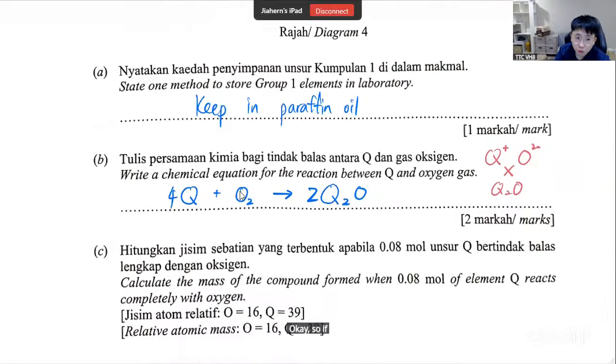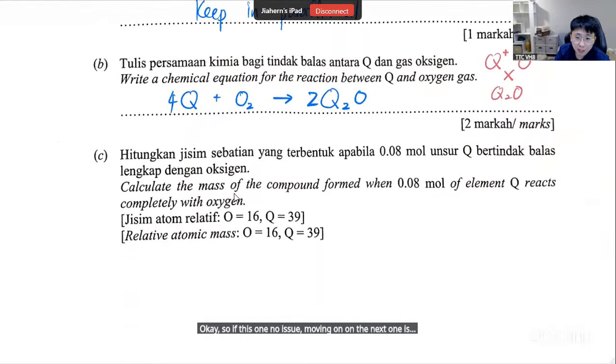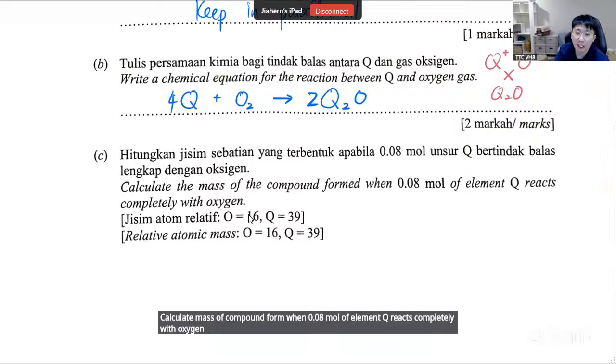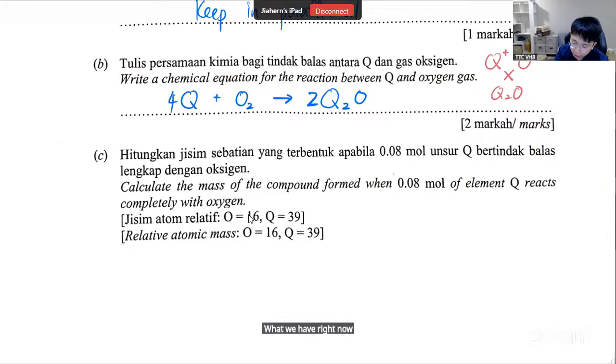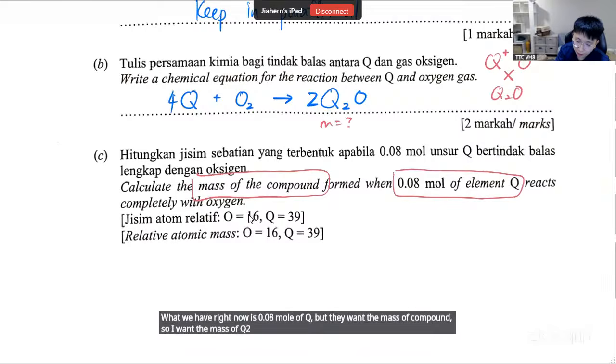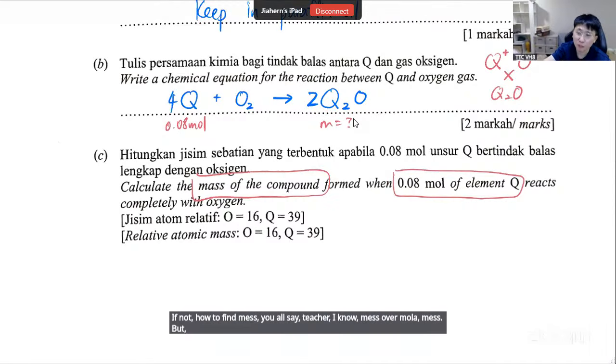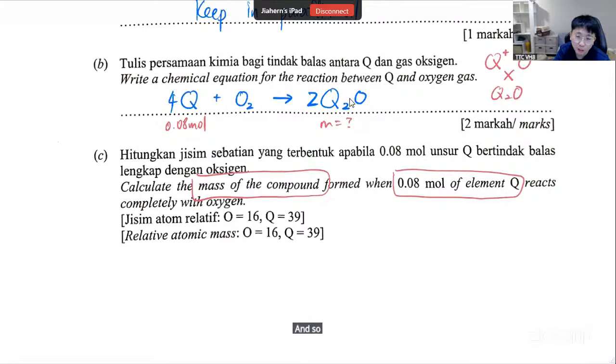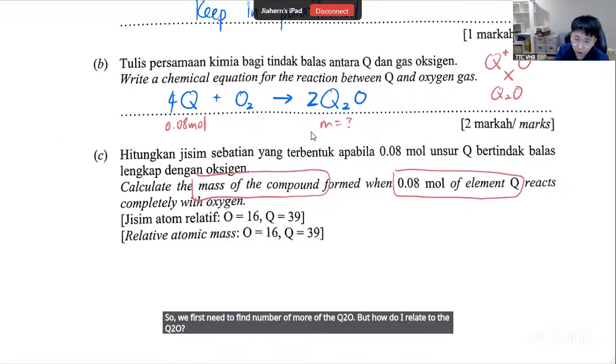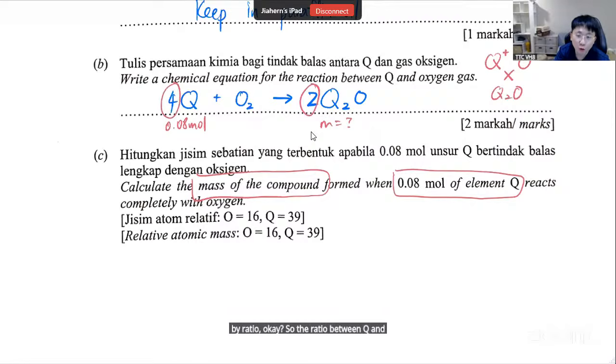If there is no issue, moving on to the next one: calculate the mass of compound formed when 0.08 mole of element Q reacts completely with oxygen. Based on the equation, what we have right now is 0.08 mole of Q, but they want the mass of the compound. So I want the mass of Q2O, but I have 0.08 mole of Q. To find mass, I need the mole of Q2O first. If not, how to find mass? You say, I know, mass over molar mass. But for that you need the number of mole. So we first need to find the number of mole of Q2O. How do I relate to Q2O? By ratio. The ratio between Q and Q2O is 4 to 2.